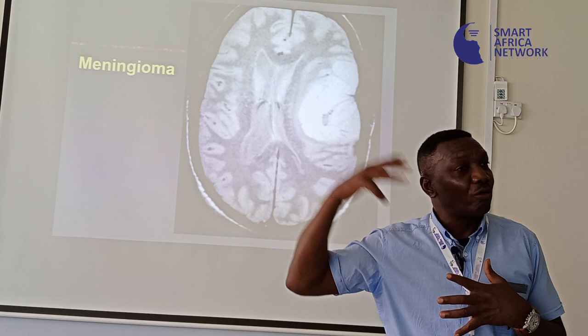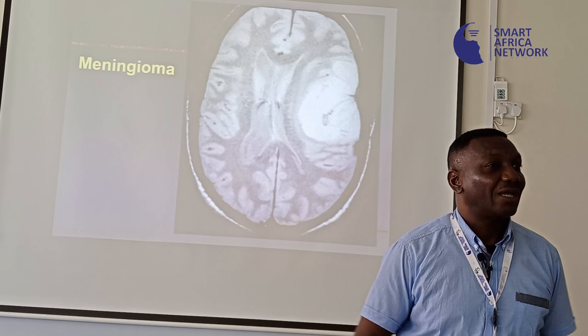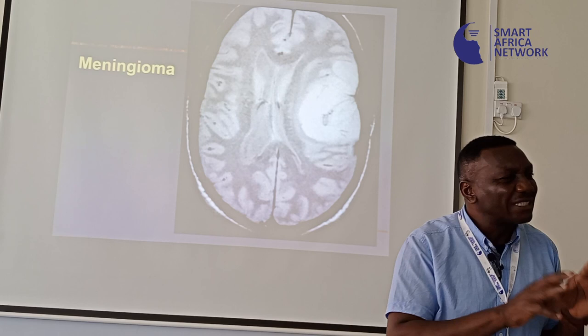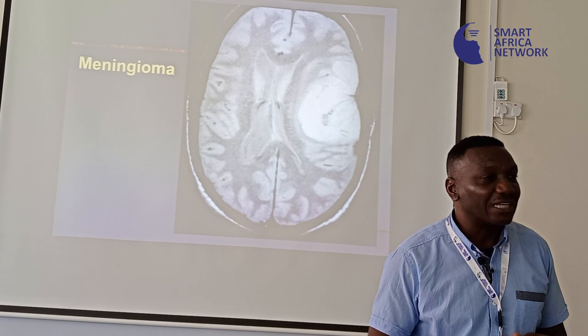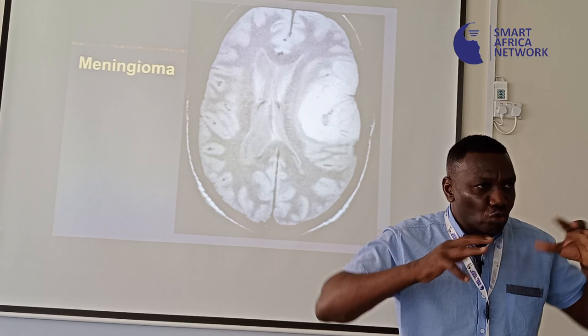outside the brain or from the covering of the meninges that covers the brain, and they can push. They grow and they can compress or displace the brain. When you see a vision like this, it appears as if it's inside the brain, but it's actually not inside the brain. It has grown so much that it has pushed the brain.